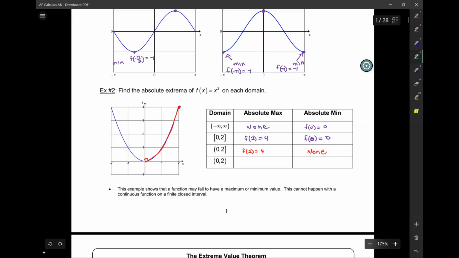Similarly, if I now leave both of them open, it's the same argument. There is no absolute min, there is no absolute max. Okay?